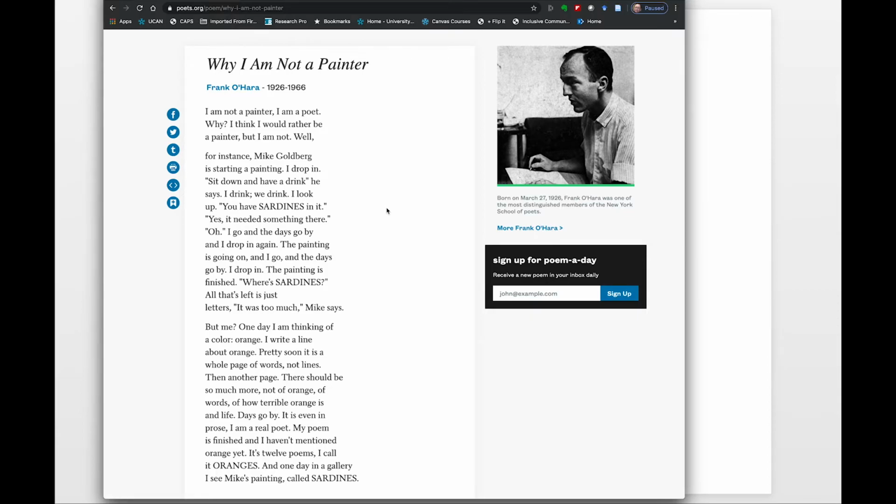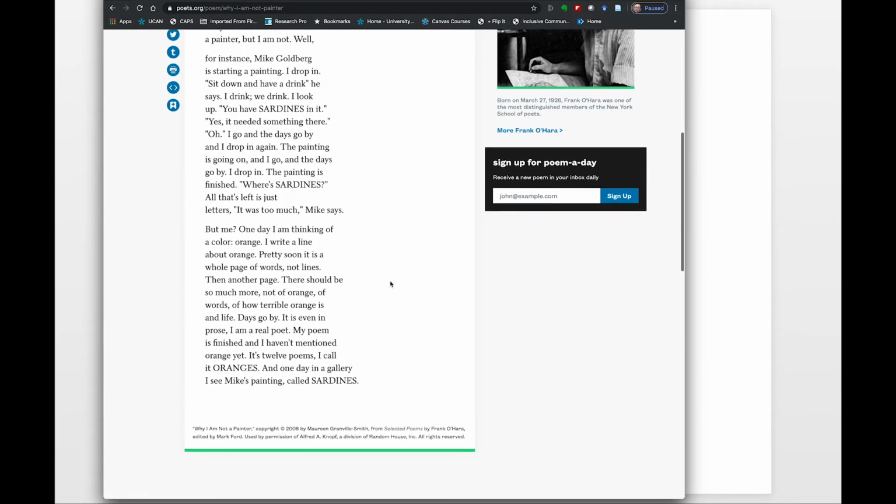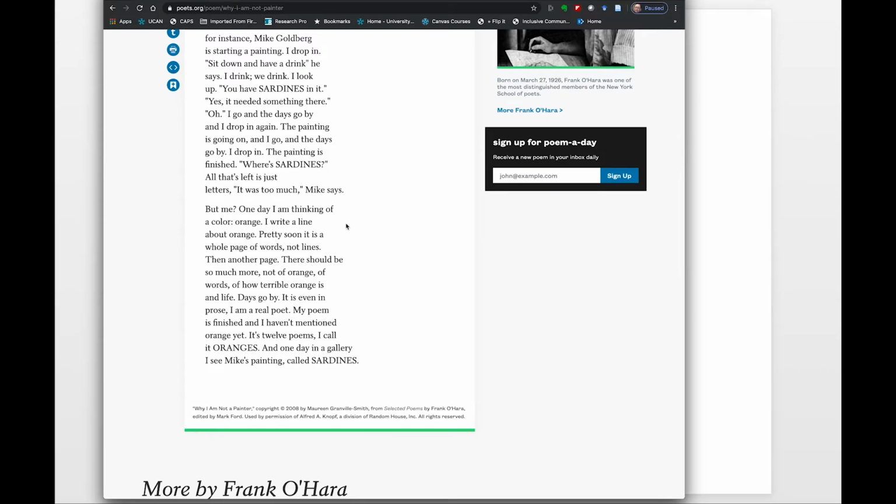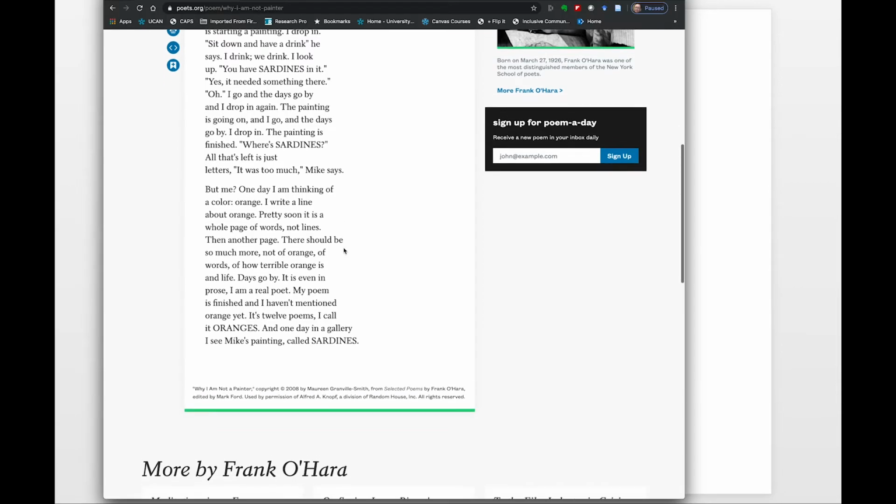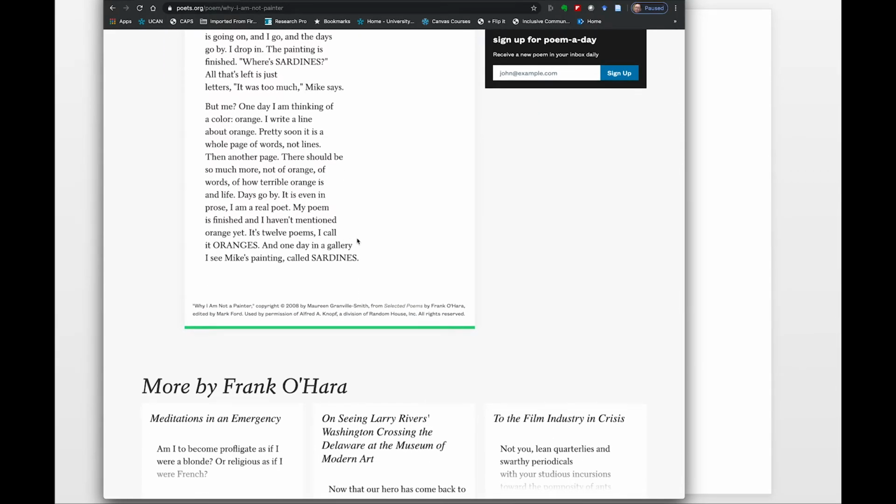But me? One day I am thinking of a colour, orange. I write a line about orange. Pretty soon it is a whole page of words, not lines. Then another page. There should be so much more, not of orange, of words, of how terrible orange is, and life. Days go by. It is even in prose. I am a real poet. My poem is finished, and I haven't mentioned orange yet. It's 12 poems. I call it Oranges. And one day in a gallery I see Mike's painting called Sardines.